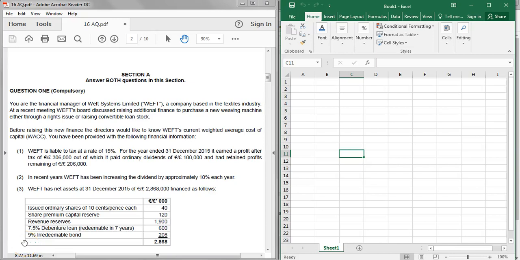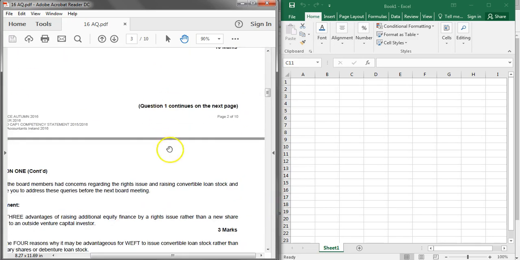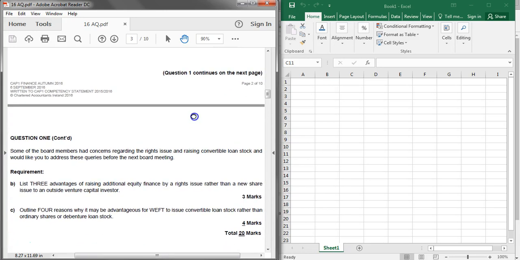This screencast is focused on Autumn 16 question 1, particularly on a computational Wacc question. So again, we're going to look at question 1, part A, for 13 marks: calculate the Wacc of WEFT based on the information above. I will leave you to look at the other 7 marks, which are predominantly narrative in nature.